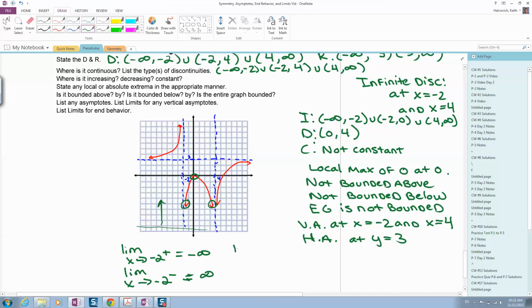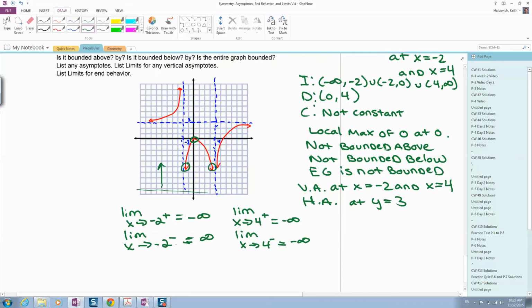Then for the next vertical asymptote, the limit as x approaches 4 from the right. So from the right, we come in, it goes down, so it's -infinity. And the limit as x approaches 4 from the left, we'll notice from the left, it also goes down, so it's also -infinity.